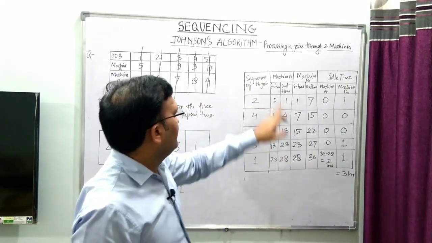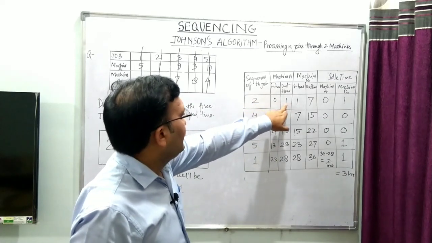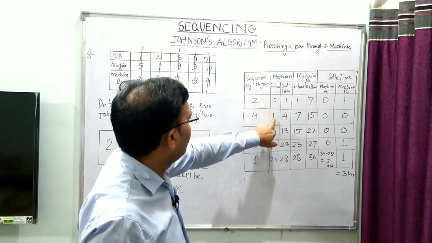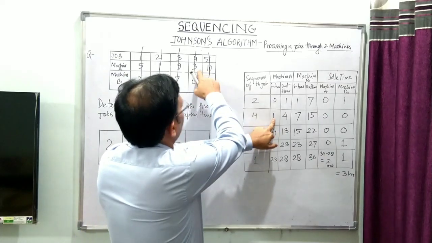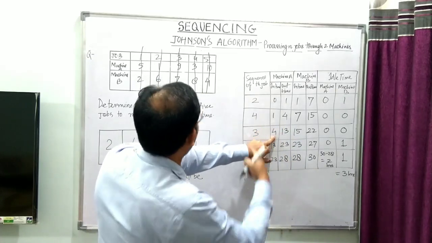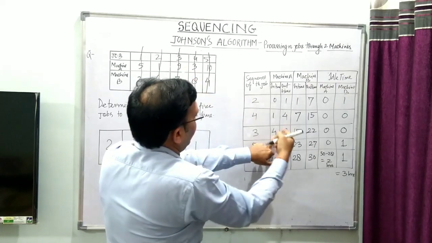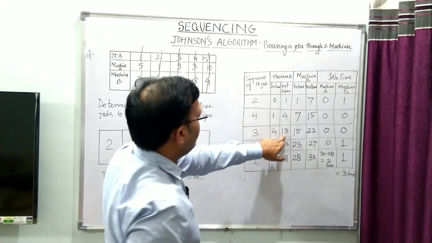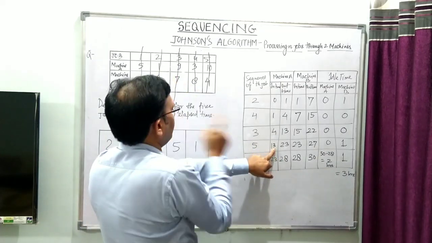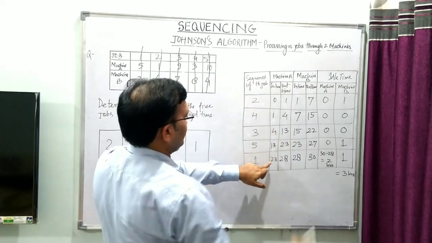Again I am repeating, job 2 entered at 0, right? It took 1 hour to complete, right? Then job 4 started at 1, right? And it took 3 hours to complete, so it is 4. Further it started by 4. How much time did it take? Job 3 took 9 hours at machine A. So 9 plus 4 is equal to 13. Then at 13 job 5 started. How much time does job 5 take? It takes 10 hours. So 13 plus 10 is equal to 23, right?